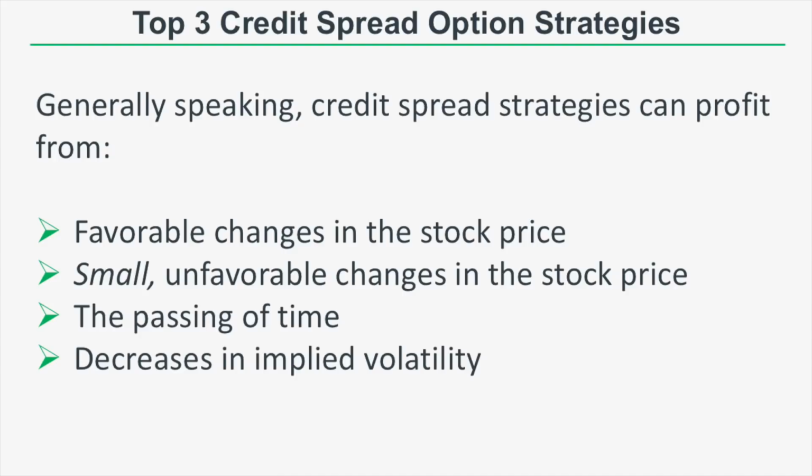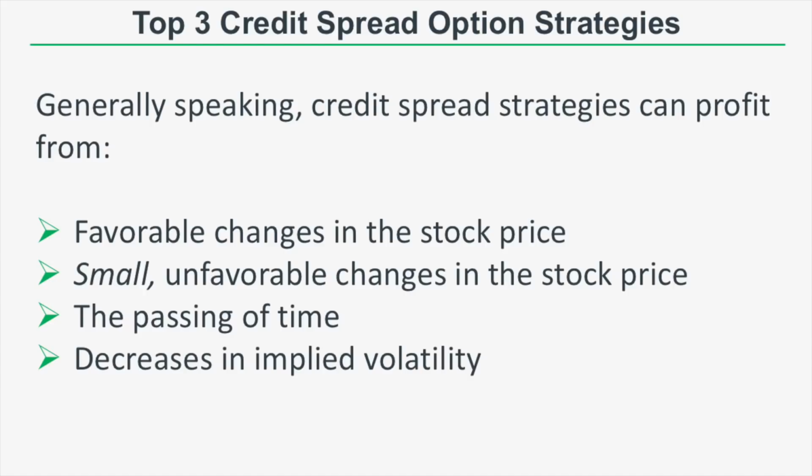Now that means if you place a bullish credit spread strategy, you can still make money even if the stock price decreases, but it can only decrease a certain amount. It can't decrease substantially. Now the third way you can profit from credit spread strategies is from the passing of time. Now that's because option prices decay as time passes, and as a credit spread trader, you collect premium when you put on the strategy, and as that premium decreases in value, you get profits from that.